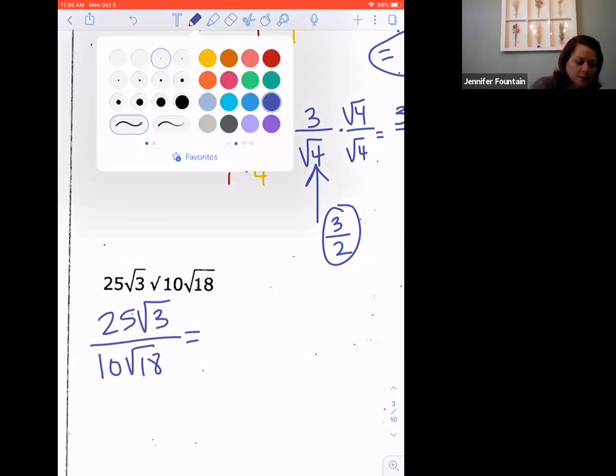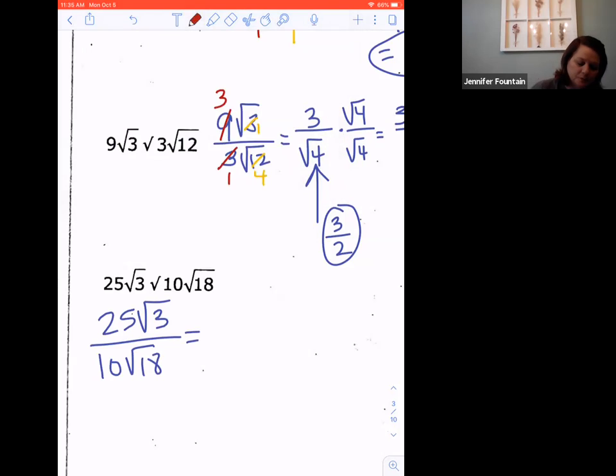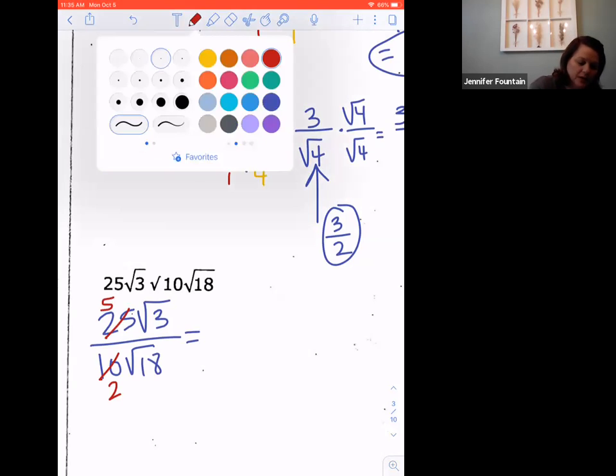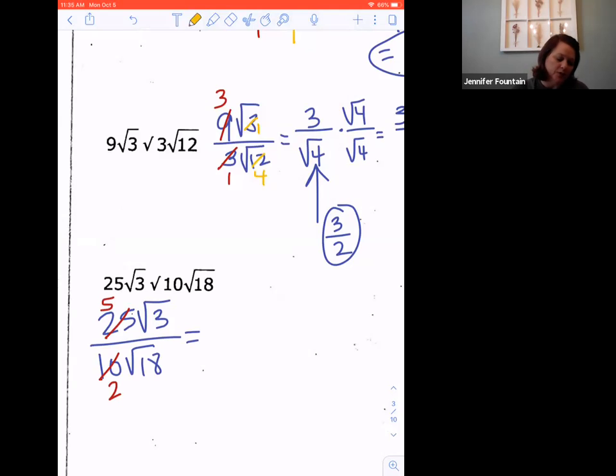Again, I'm going to start simplifying my coefficients. 25 and 10 are both divisible by 5. 10 divided by 5 is 2. 25 divided by 5 is 5. Now I have the radicals, the square root of 3 and the square root of 18. Both divisible by 3. So 3 divided by 3 is 1. 18 divided by 3 is 6. So now when I simplify, I've got 5 in my numerator. Remember, the square root of 1 is 1, so I don't have to worry about that. Over 2 times the square root of 6.